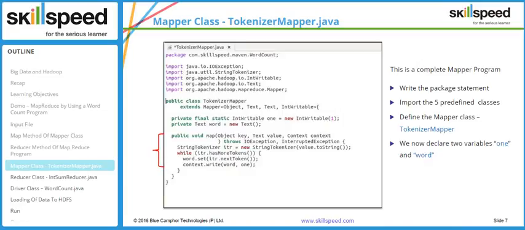loop. Now as you can see, the while loop has the first statement word.set(itr.nextToken()). This will set the tokens on the word variable. So for example, if we have our input file containing John, then John will be set on the word variable.